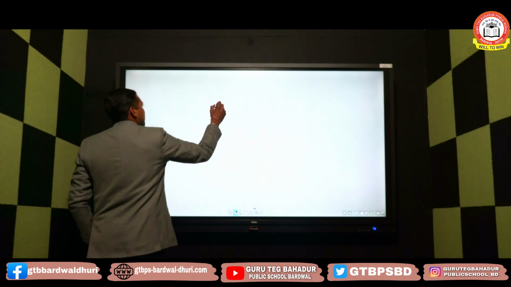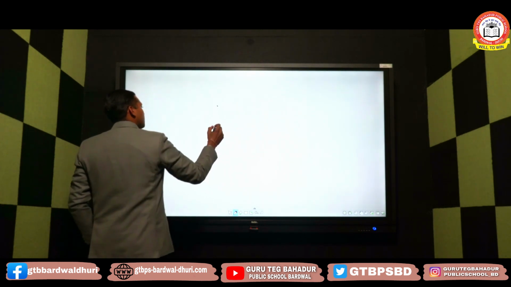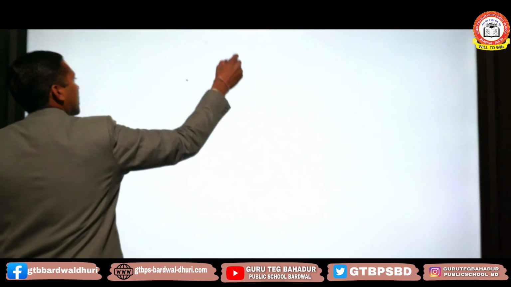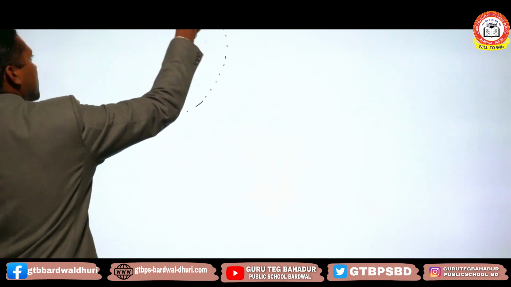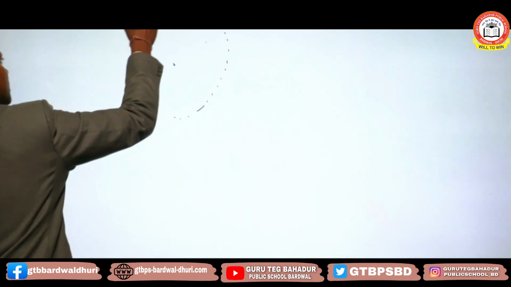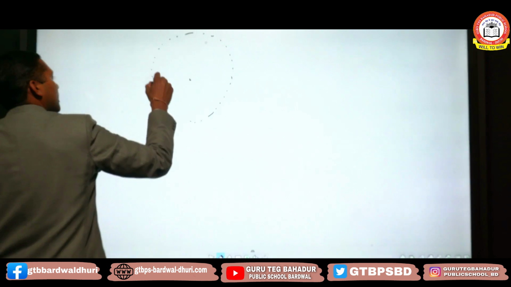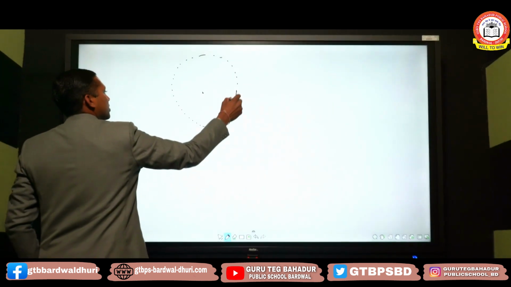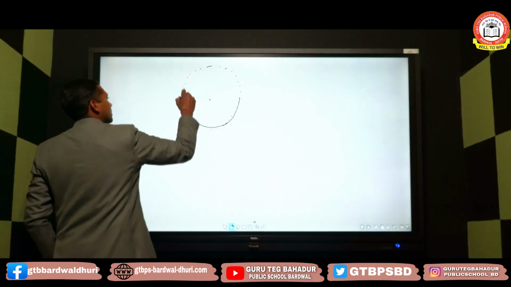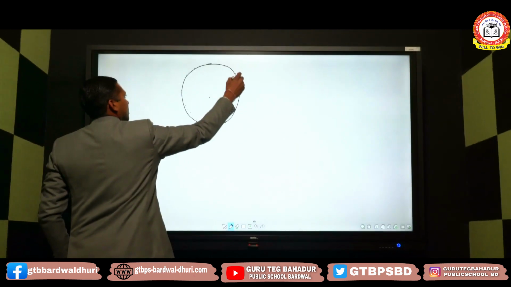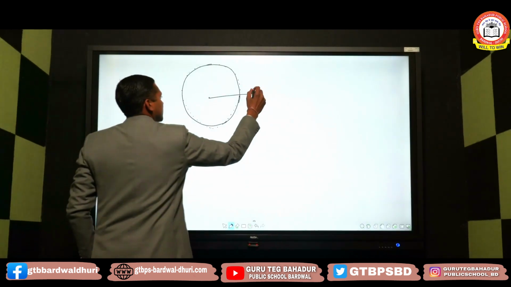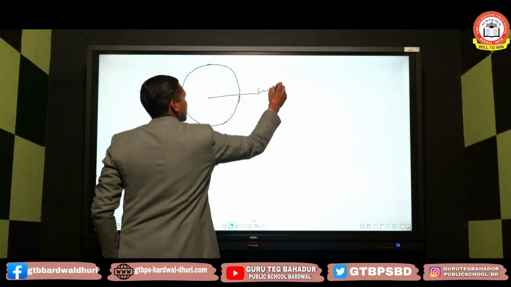Take a fixed point, and from this fixed point, at a fixed distance, take care all these points should be at a fixed distance. When we join all these points, or collection of points, at a fixed distance, we obtain a circle. This point is known as the center of the circle.